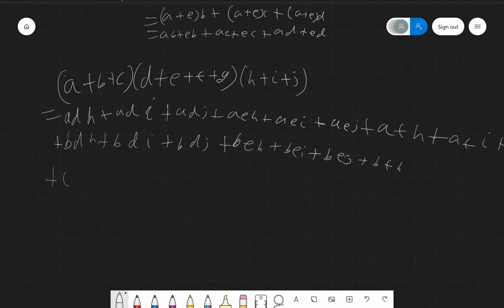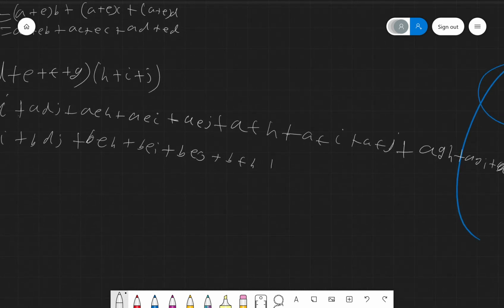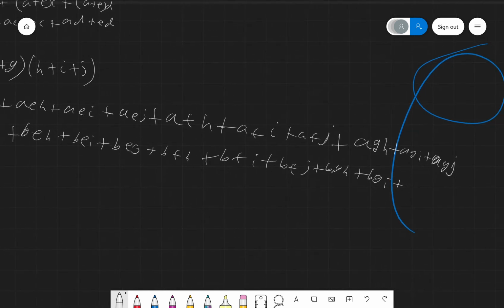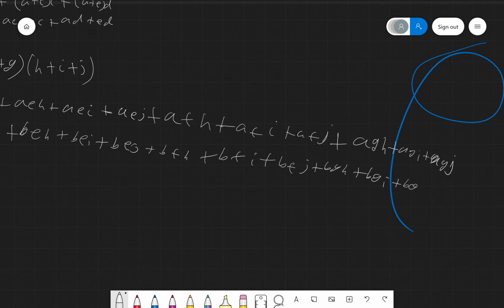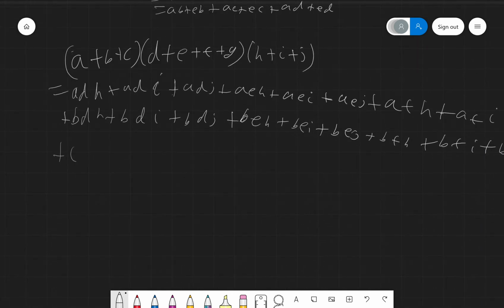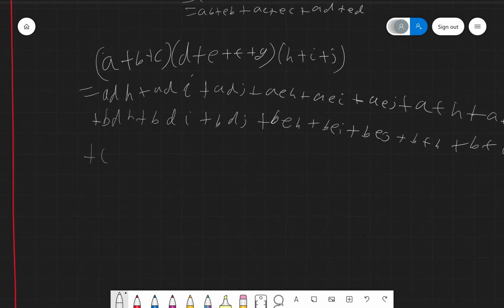FH, FI, FJ, GH, GI, GJ. Now the tip is not to memorize this, and don't memorize every single case. There's a lot. Just understand it and it'll be good.